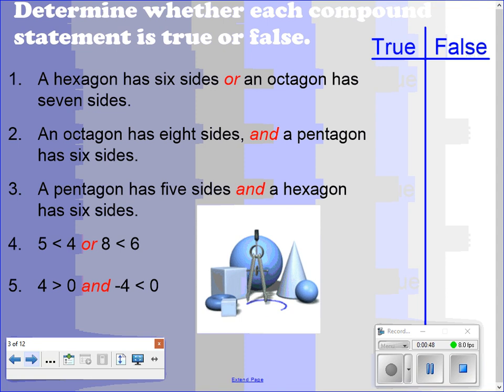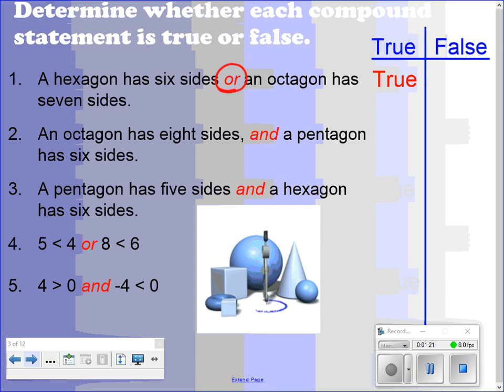When we consider things together, we have to watch out for the wording, because how we word it can make the statement true or can make that statement false. So, using the word "or" tells us that one or the other of those statements must be true. When we look at the sentence "a hexagon has 6 sides or an octagon has 7 sides," we know that this is a true statement because a hexagon does have 6 sides. It doesn't matter that the octagon doesn't have 7 sides because only one of those parts has to be true.